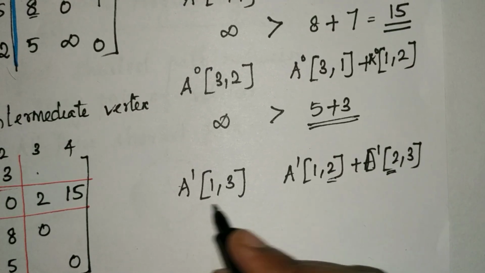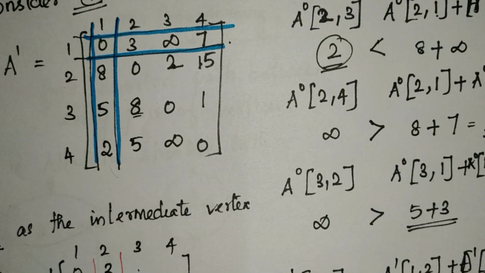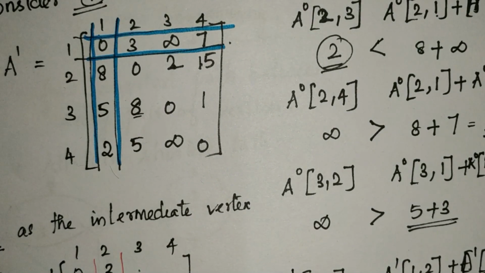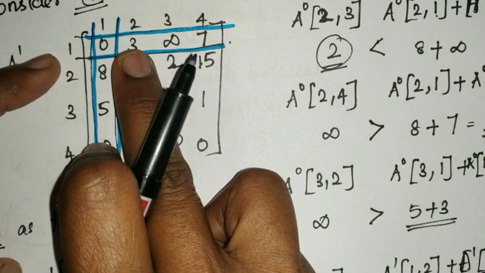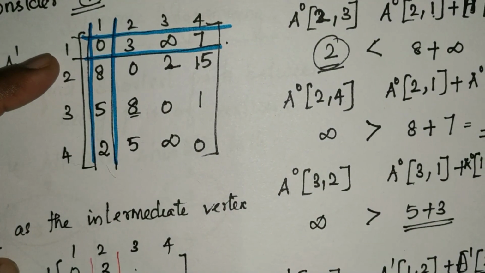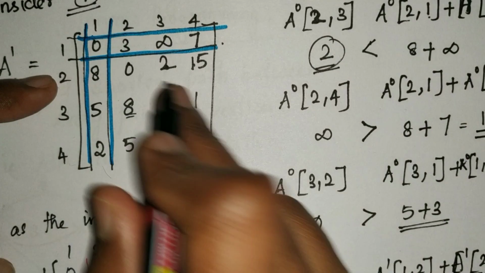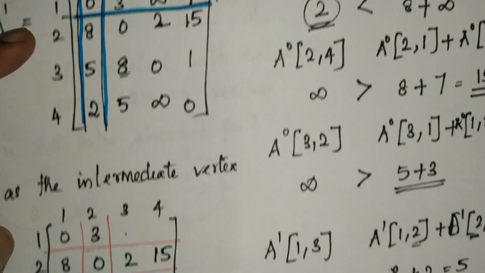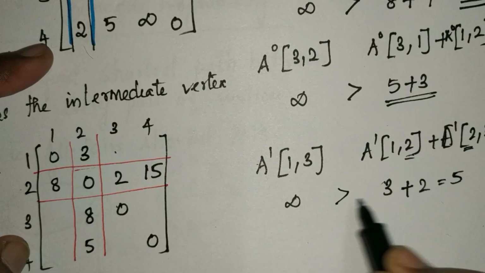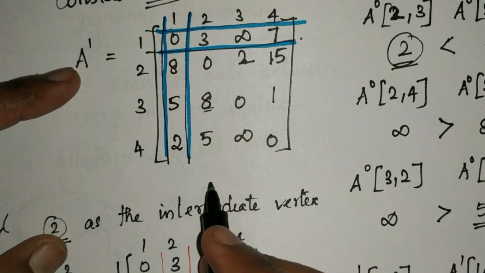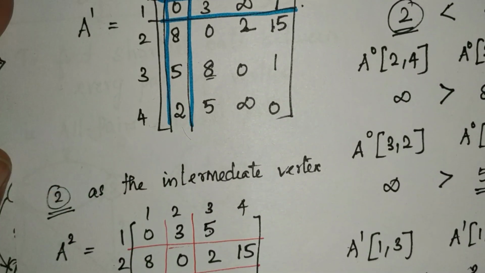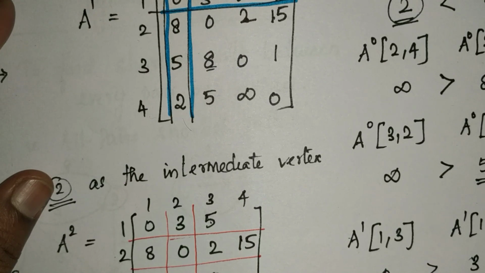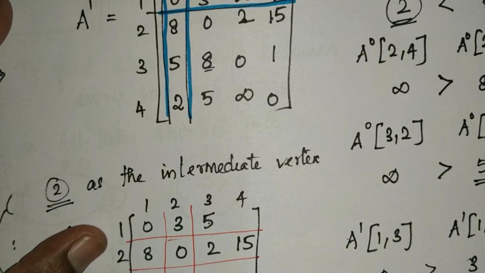Based on the previous matrix, the value for 1,3 is infinity, and 1,2 is 3 plus 2,3 is 2. So you can see here 5 is the lesser value, so we can update the matrix with value 5. Similarly, next we want to find 1,4.